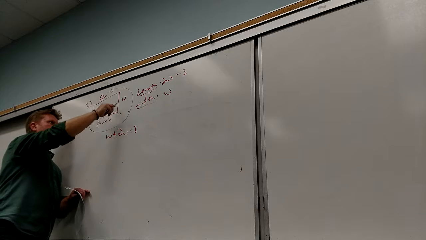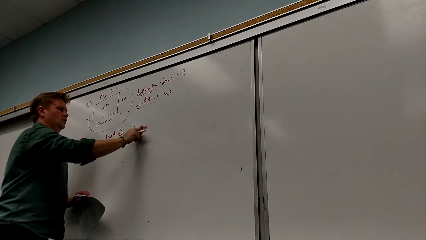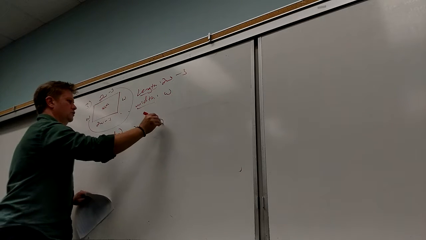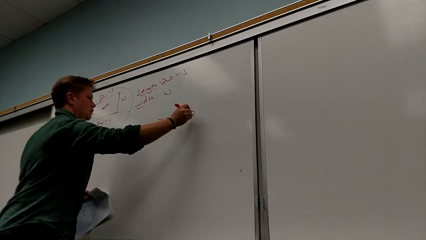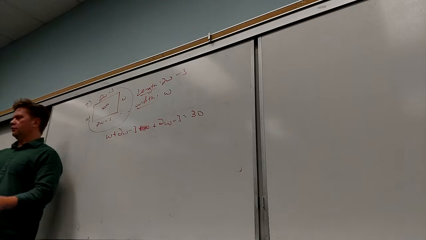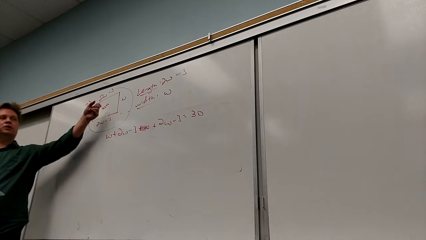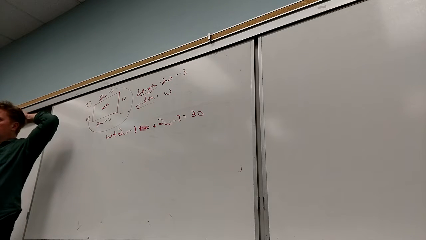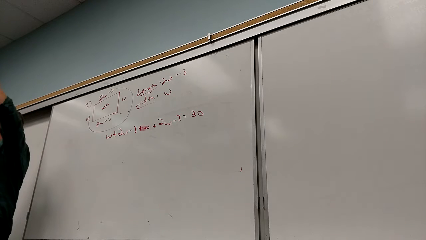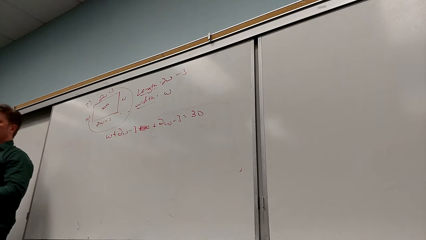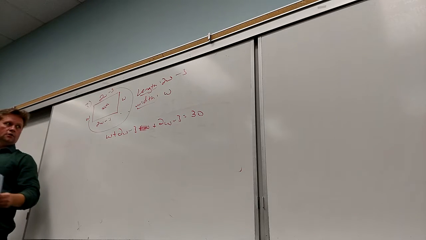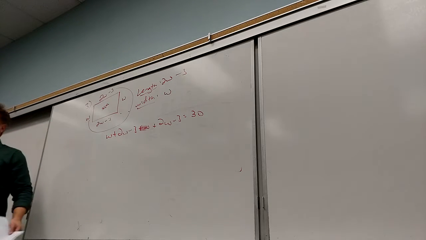W plus 2W minus 3 plus W plus another 2W minus 3 equals 30. You just got to go all the way around for perimeter. That's what the picture helps you see. Make sure you get all the way around that thing, right? Or else you're not getting hired again. And now it should be the easy step. Go ahead and finish that out.